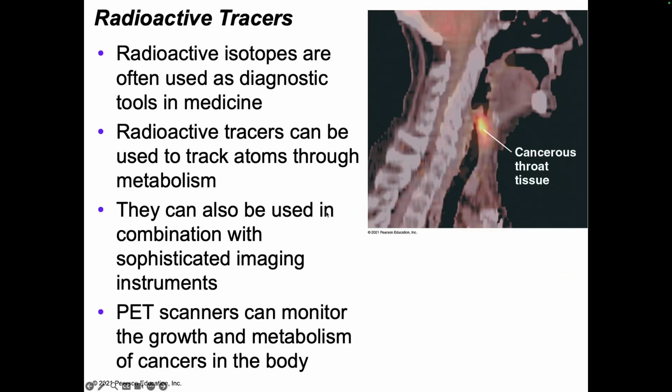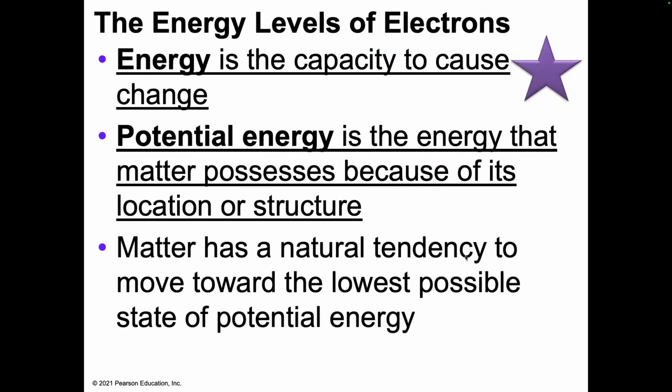Radioactive tracers can be used to track atoms through metabolism, and they can be used in combination with sophisticated imaging instruments. Like here in this picture, this is a PET scan of a patient, showing that the radioactive isotopes used as a radioactive tracer identify the cancerous throat tissue right there in that patient. So radioactive isotopes can be very beneficial in medical diagnosis.